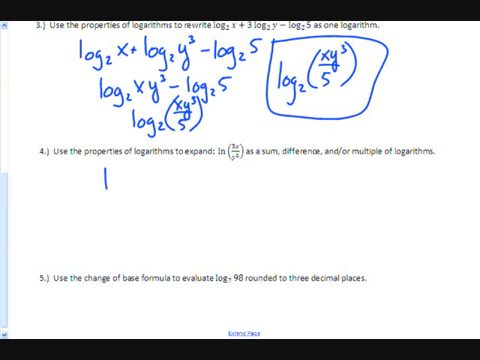One logarithm of 2 things being divided, I can rewrite as 2 separate logarithms: the natural log of 3x minus the natural log of y squared. Okay, so I can split it up that way. Division inside one logarithm, I can rewrite as 2 logarithms being subtracted.